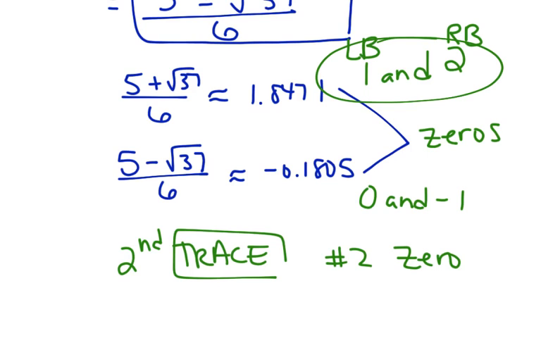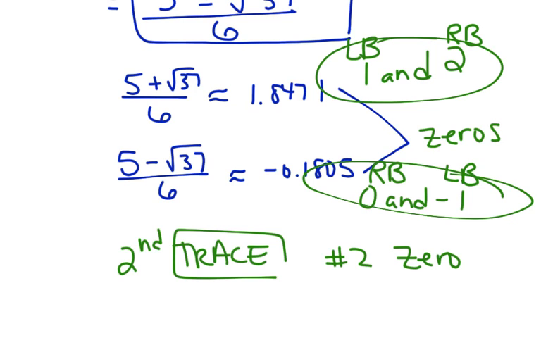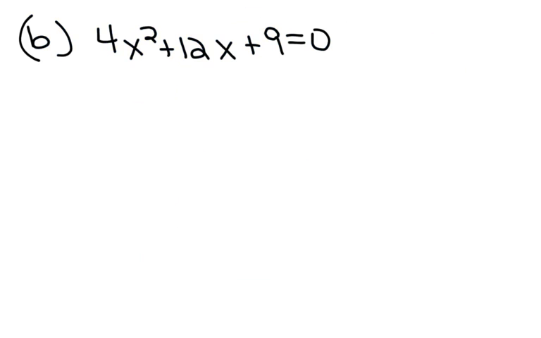To do the second zero, you would go back to second trace and number 2 a second time. But this time, negative 1 would be the left bound, because negative 1 is to the left of my zero, and 0 would be my right bound. Remember, when it says guess, hit enter a third time, and then the answer at the bottom of the screen should come up as negative 0.1805.